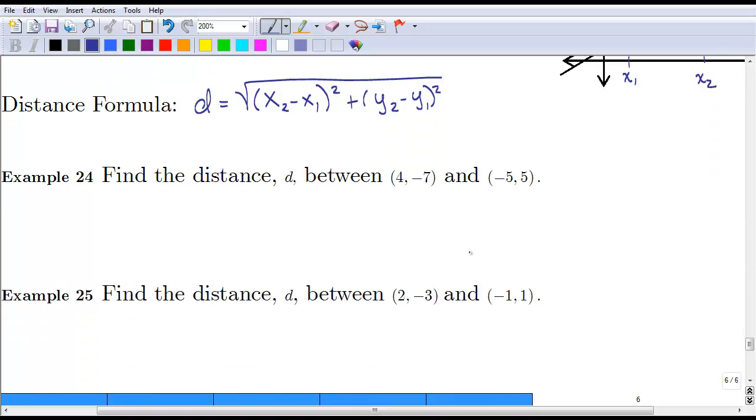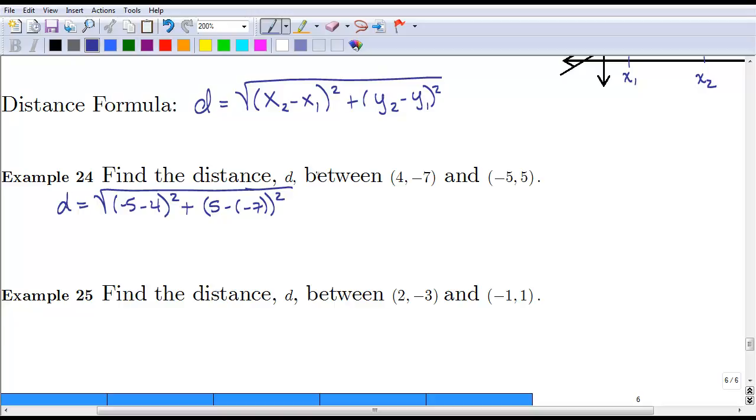So let's try some examples. We want to find the distance between the points (4, -7) and (-5, 5). So if we plug into our formula, d is equal to the square root. We've got x2 minus x1, so we have -5 minus 4, and we need to square it, plus y2, which is 5, minus -7, and again we need to square that.